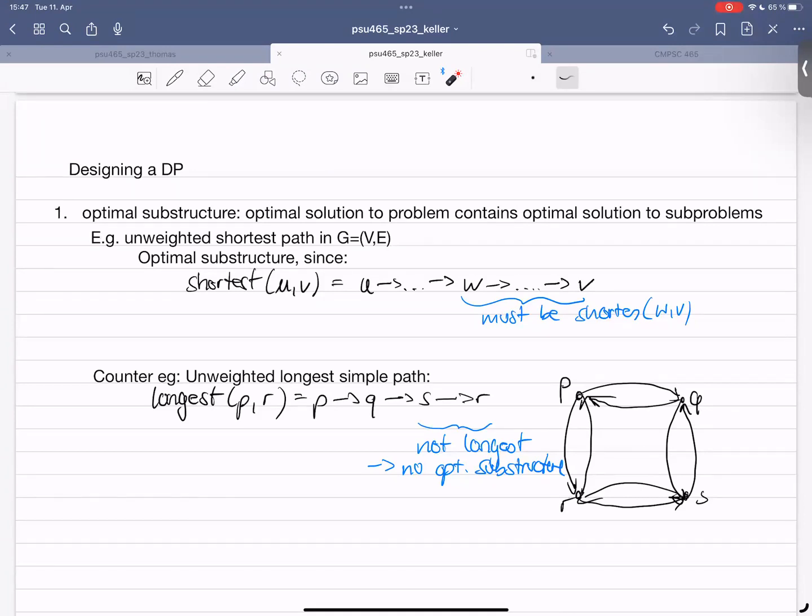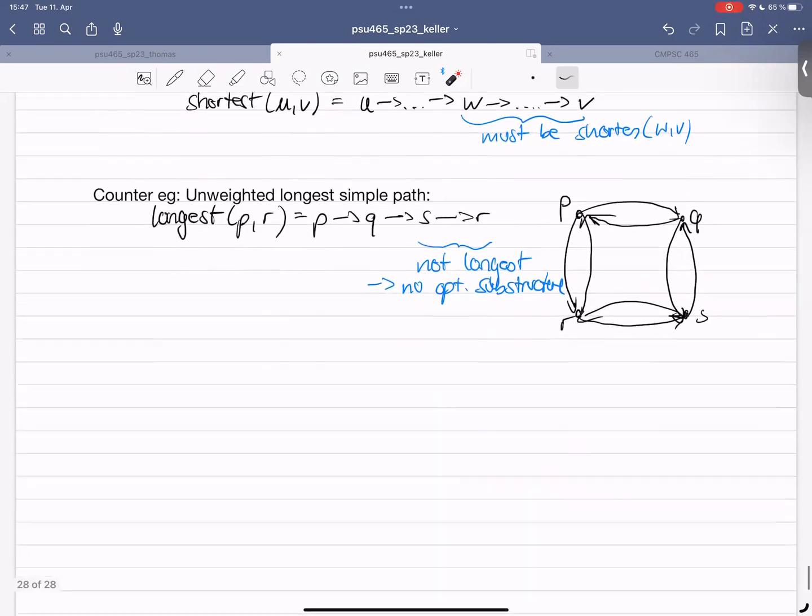Okay, so this is sort of the introduction into dynamic programming. Before I start, any questions? Start with an example, a more elaborate example of dynamic programming.